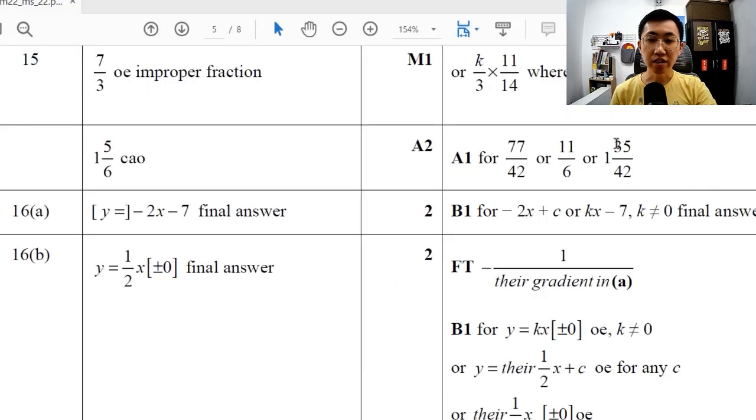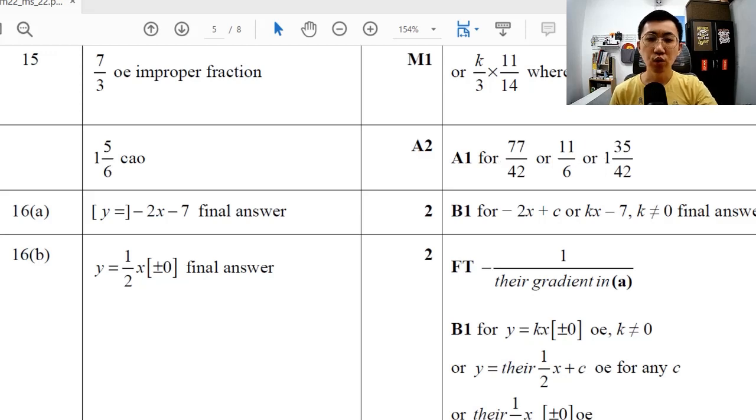So now you can actually see your working. Okay, so you can see your question 15 marking scheme. They are looking for 7/3 or equivalent for the improper fraction. Number 2, your final answer will be 1 5/6, and don't forget that you must show your simplification.